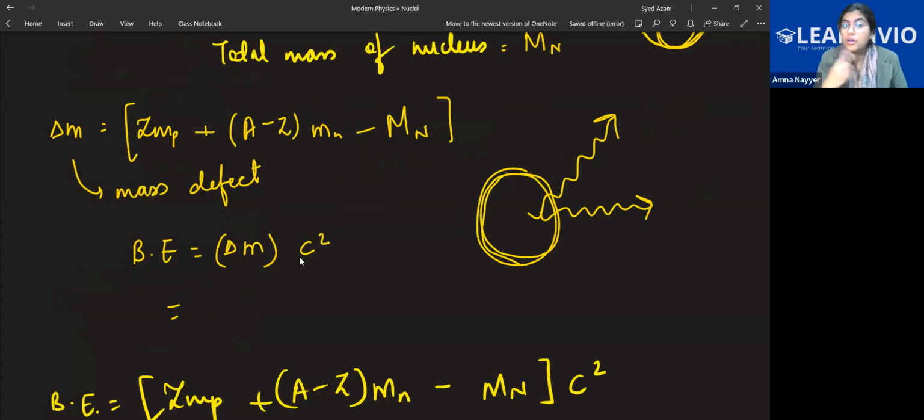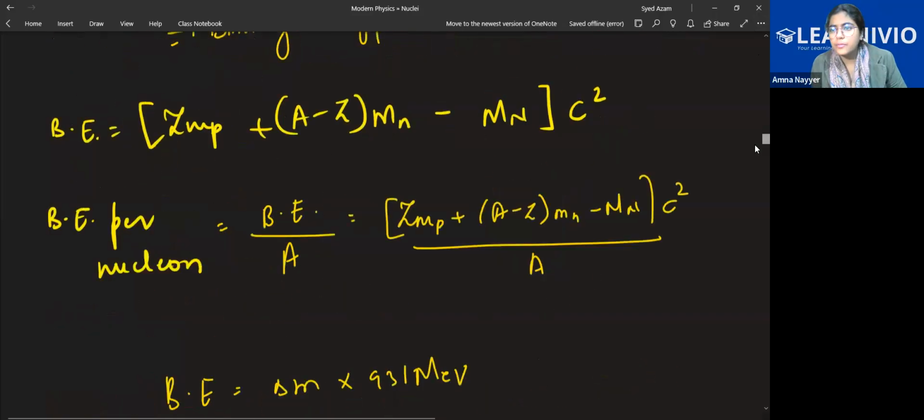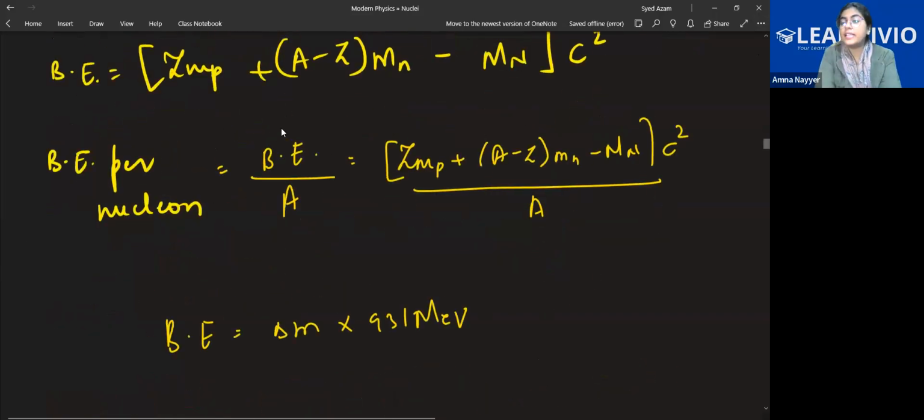The calculation of which is: take the mass defect and multiply it with c square. This is the binding energy. All these things are written in the notes. So look here. The binding energy formula, if I put the value of the mass defect, Z Mp plus (A minus Z) Mn minus the mass of the nucleus, multiplied by c square.